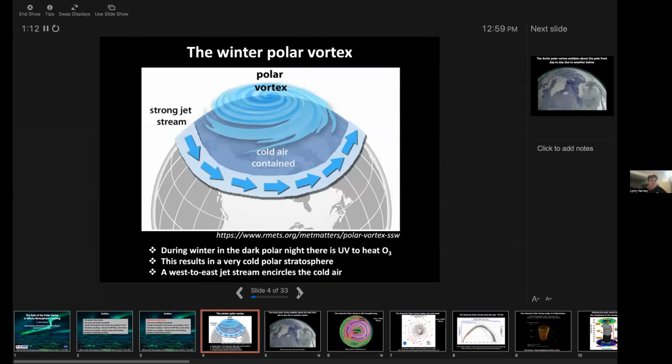So the winter polar vortex, why is it there? It forms in both hemispheres during the wintertime, basically because the Earth is tilted and it's dark, and the polar cap is not receiving any solar illumination. There's no light for the ozone to absorb, and so this results in an extremely cold polar stratosphere. And due to the thermal wind relation, you get a strong west-east jet stream that encircles the cold air.